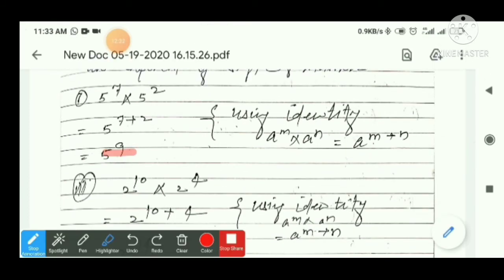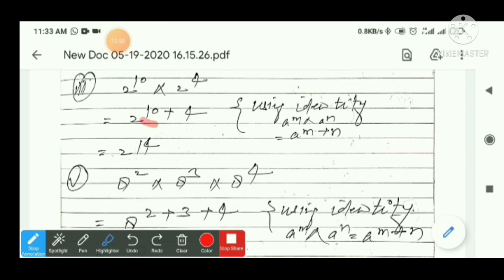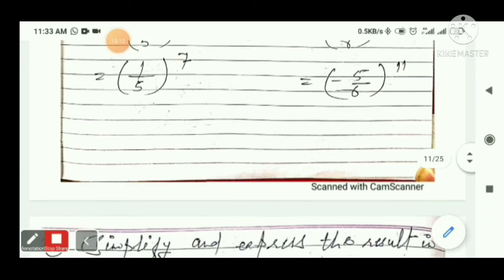And now look at the second question. All questions are easy, you can do. So I am also telling you the third part: 2 raised 10 multiply by 2 raised to the power 4. We will also use this identity in this question: a raised m multiply a raised n will be a raised m plus n. Okay, so it will be 2 raised 10 plus 4, 10 plus 4 is 14, 2 raised to the power 14. Okay, can you do all parts from question number 1?